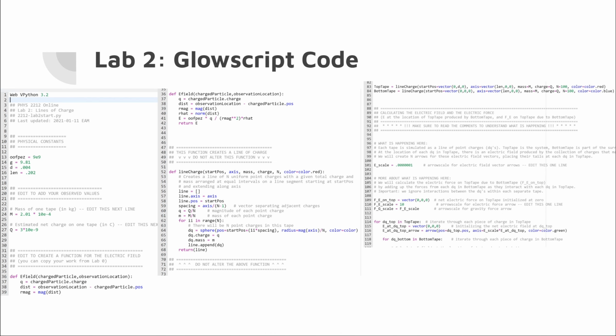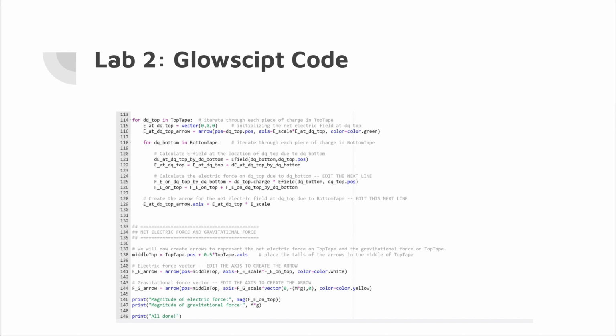For Lab 2, this is my GlowScript line. On the left part, you can see the different values specified, definition for the electric fields, line charge, and scaling. This is the next part, which is the finalization, including print functions and finalizing of the arrows and vectors.